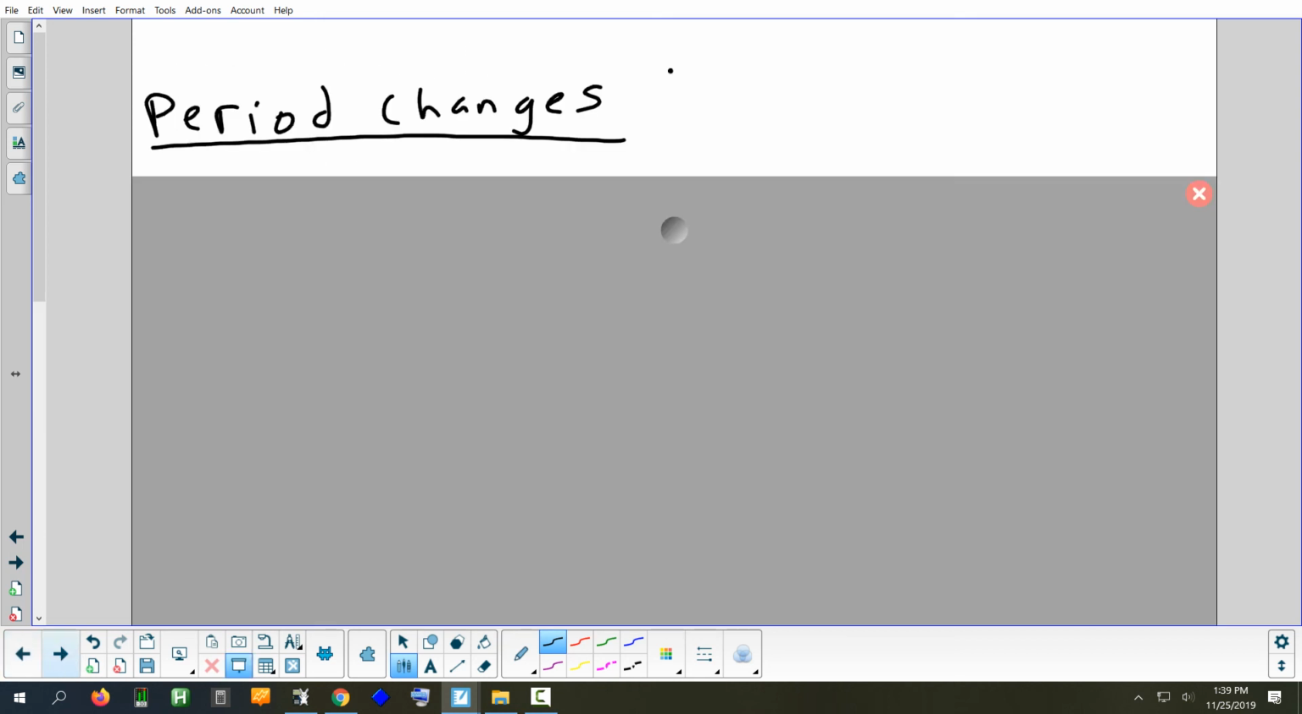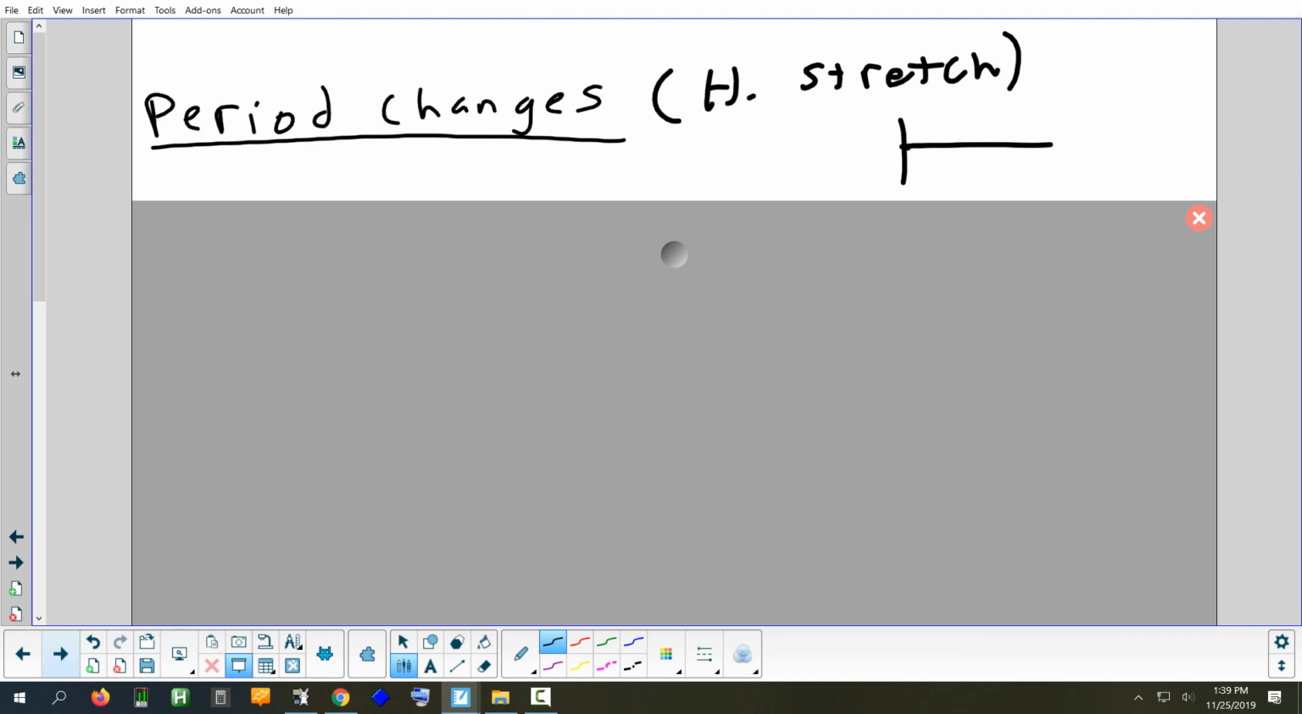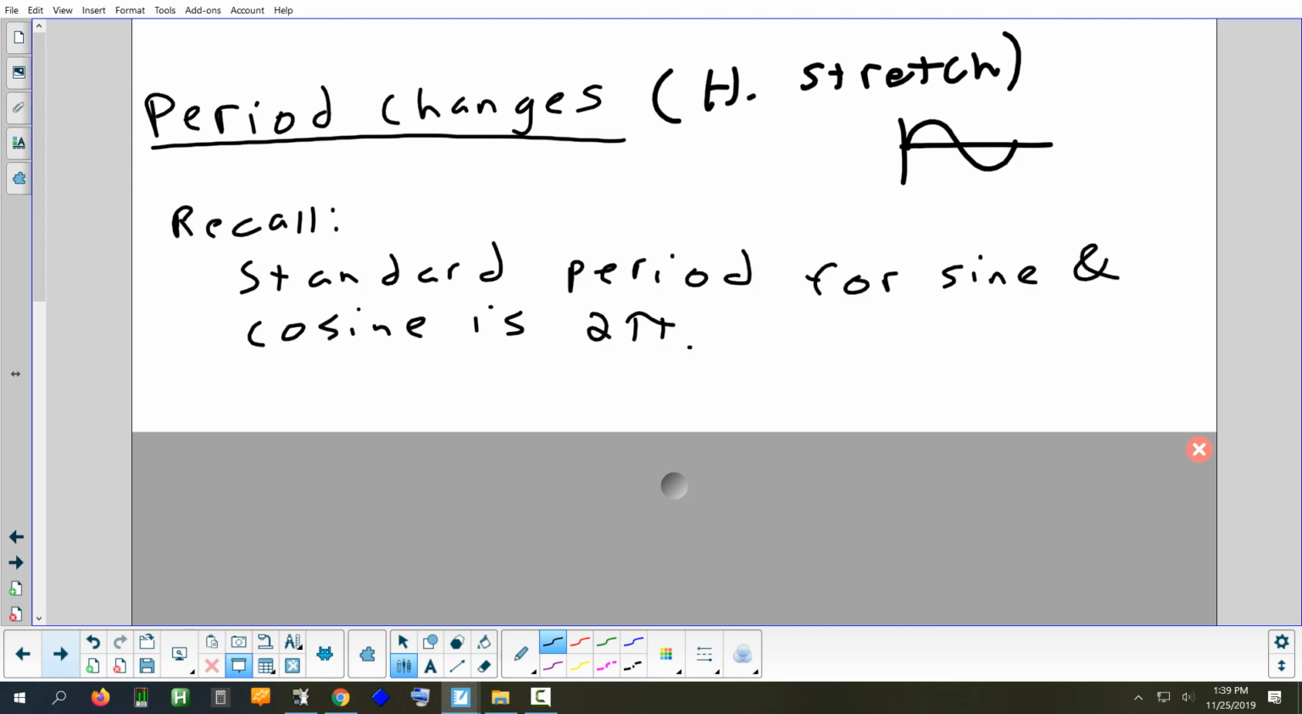So, period change. Again, for some reason with trig functions, they give a special name to each transformation. They call horizontal stretches period changes. Now, what did I say earlier the normal cycle length was if you don't mess with it at all? 360, or 2 pi. We've shifted left and right, shifted up and down, and stretched up and down. That hasn't changed the cycle. So the standard period is 2 pi.